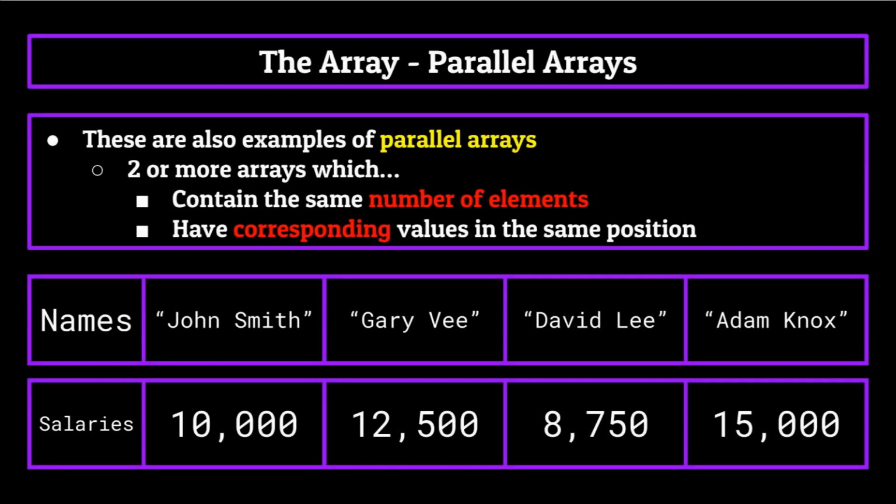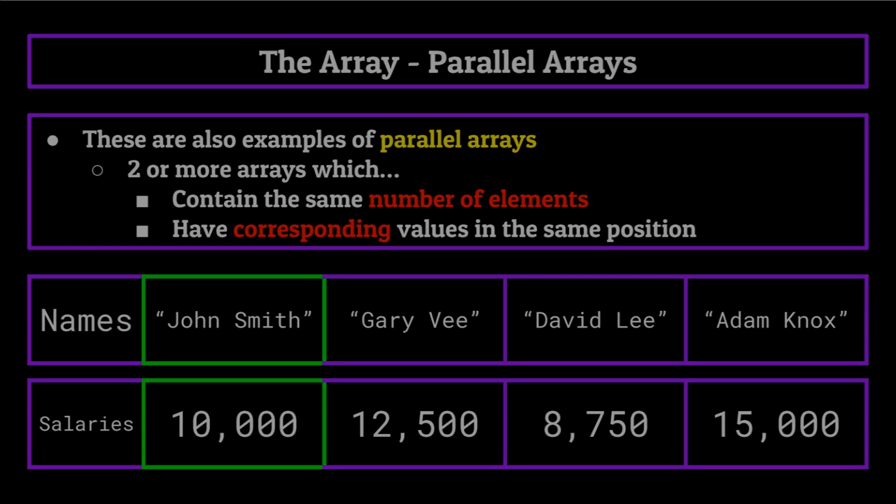Now, another thing to note really quickly while we have these two arrays up is that these are also an example of parallel arrays. Parallel arrays are two or more arrays containing the same number of elements and have the property where each element is related to the element in the other array or arrays of the same position. So, from our example, we can say that the first element in the names array, John Smith, corresponds to the first element in the salaries array, the integer 10,000, meaning John Smith has a salary of 10,000.